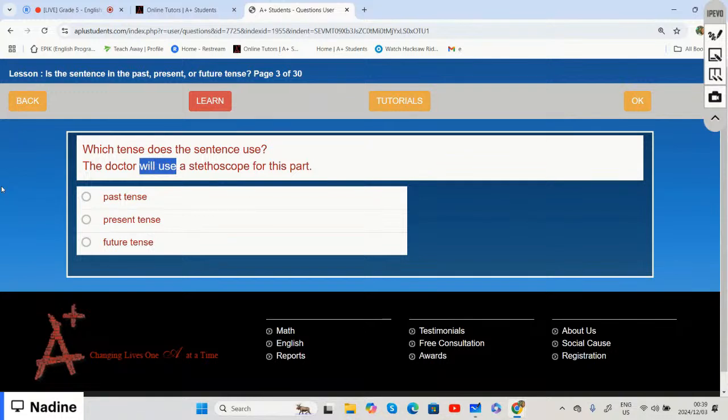Past tense, option one, present tense, option two, or future tense, option three. Which one is correct? Especially if you look at the word will in front of that verb.